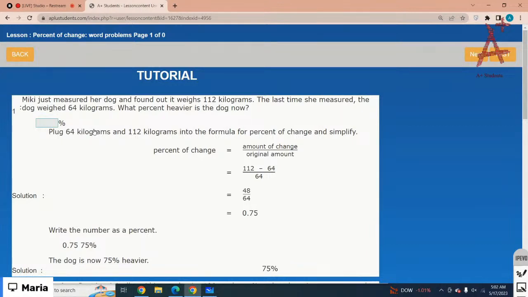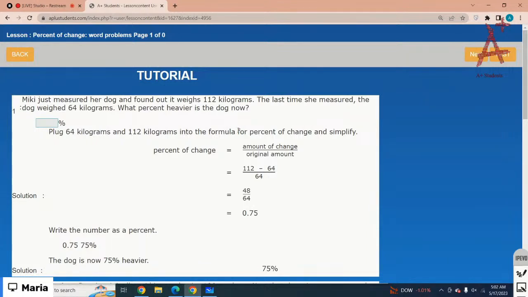Now you have to calculate the percent of change. So what you have to do is divide the amount of change by the original amount. Got it? You have to take the new minus the older, divided by the original amount. Got it?